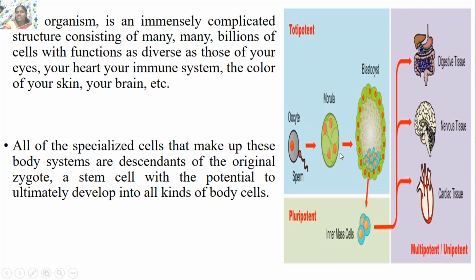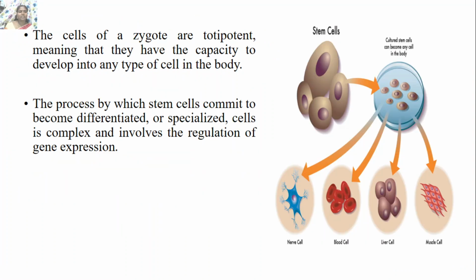So the morula and blastocyst stage are totipotent in nature, and the inner cell mass of the blastula stage are pluripotent in nature. So I'll tell you what is totipotent and pluripotent. The cells of the zygote are totipotent, meaning that they have the capacity to develop into any type of cell in the body.